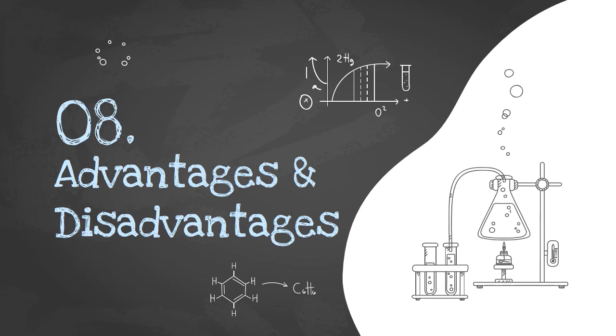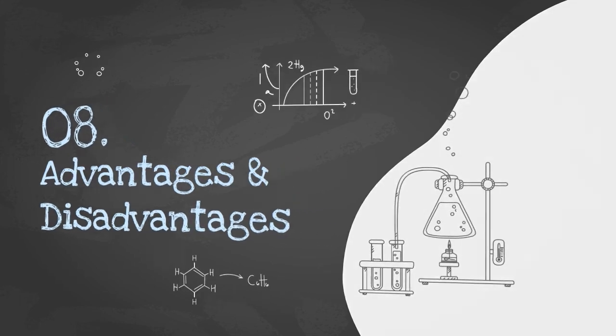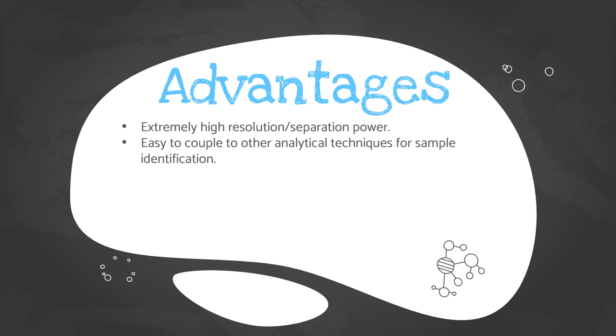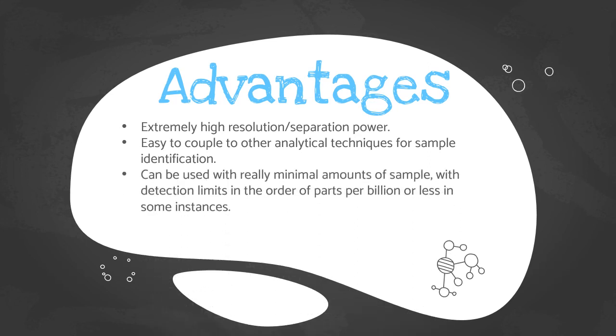We have come to the last part of this presentation, to discuss the advantages and disadvantages of using gas chromatography. Here are some of the advantages of GC. Extremely high resolution or separation power, unmatched by most other techniques. Easy to couple to other analytical techniques for sample identification, such as mass spectrometer. Can be used with really minimal amounts of sample, in micrograms or less, with detection limits in the order of parts per billion or less, in some instances.